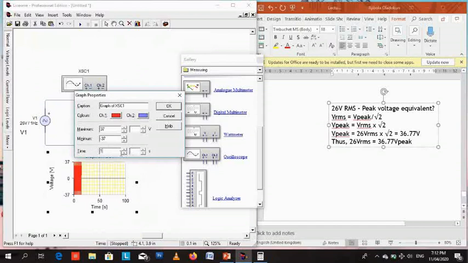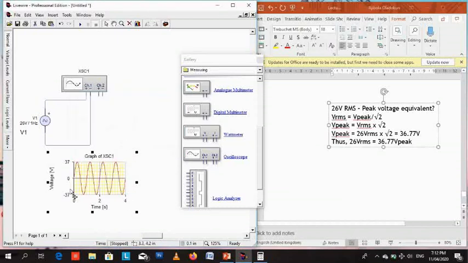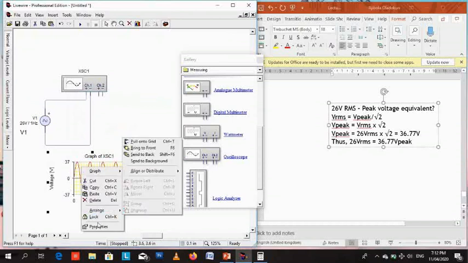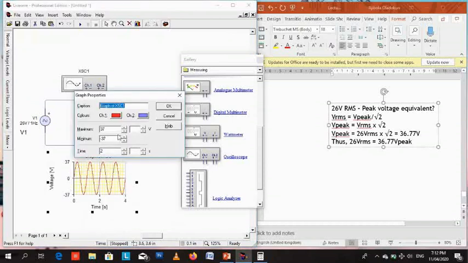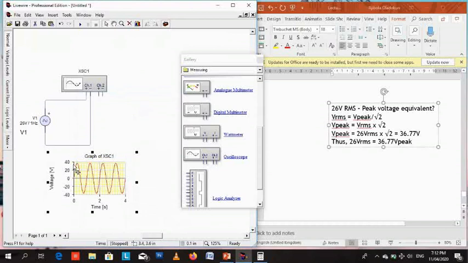or 2 seconds. Okay. So you see the wave here. You see that the peak is almost 37 volts. It's actually 36.77 volts. So if you increase the maximum to about 40 and minus 40, you see that there's now space. That point is around 37, so it doesn't get to 40 volts. It stops at 36.77 volts V peak.